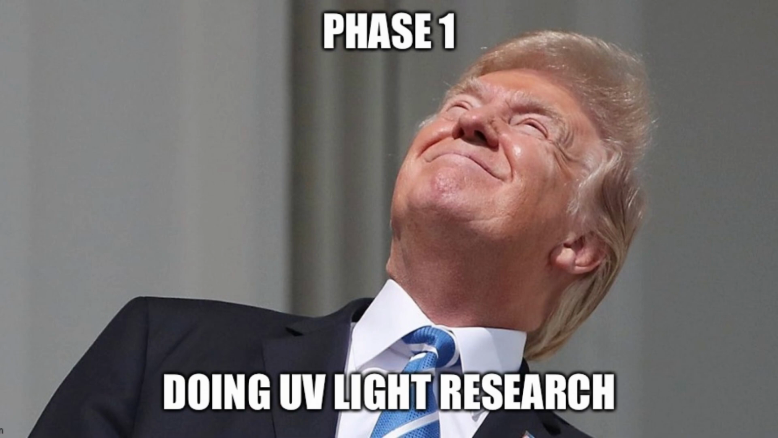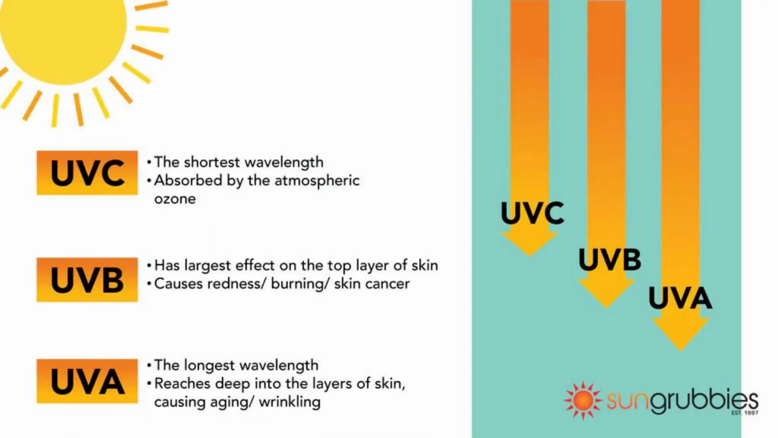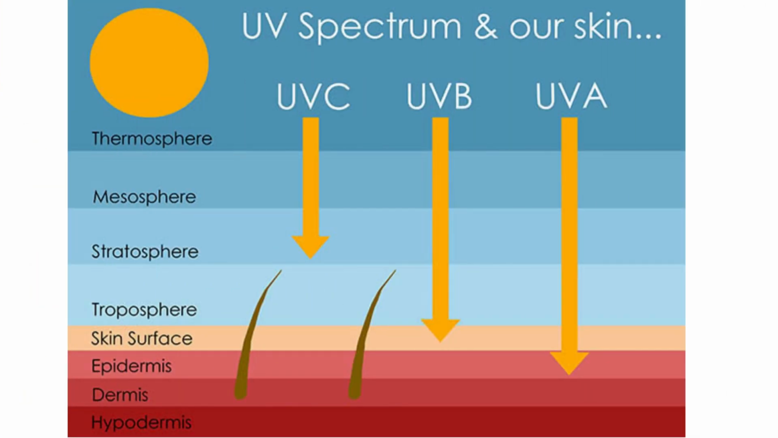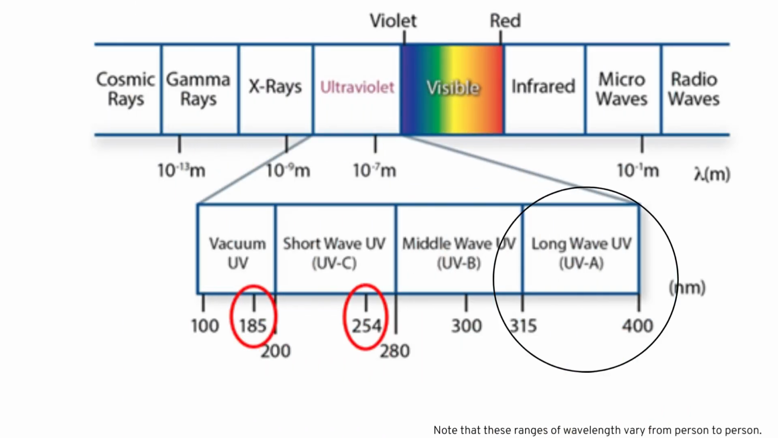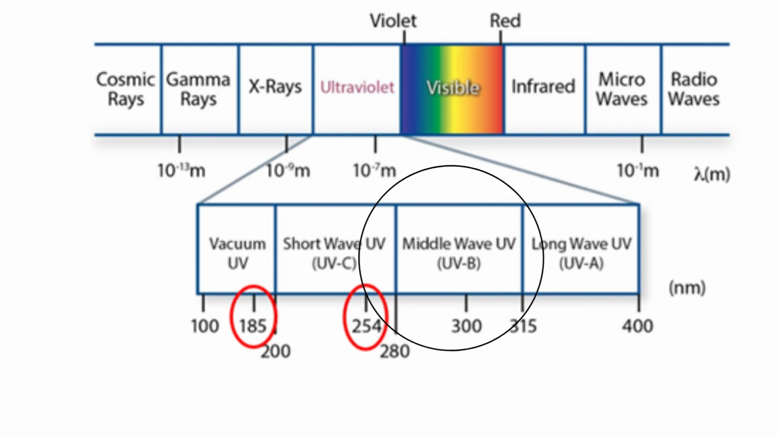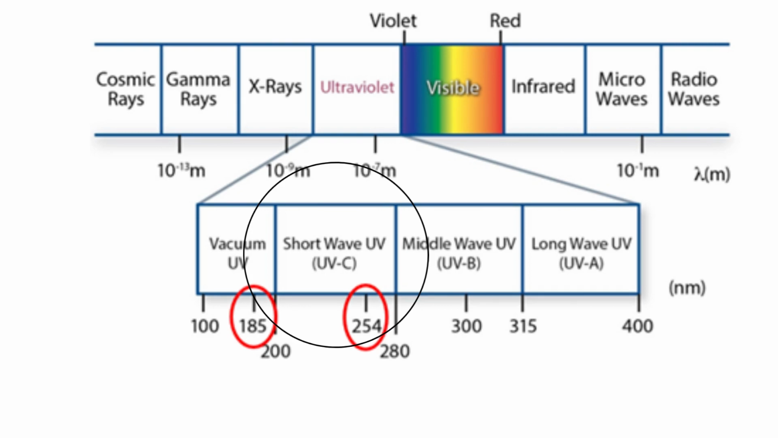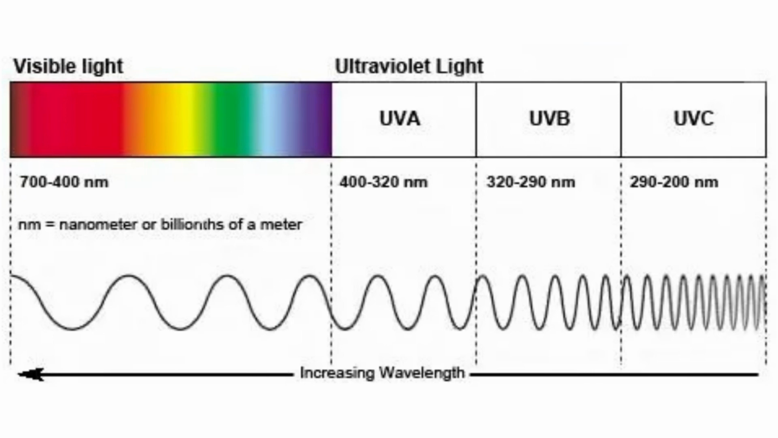Here are some basics. UV radiation is classified into three categories based on its wavelength: UVA, UVB, and UVC. UVA radiation has the longest wavelength, 320 to 400 nm, compared to UVB radiation, 280 to 320 nm, and UVC radiation, 100 to 280 nm. All three types of UV radiation are higher in frequency and energy than the visible light spectrum.